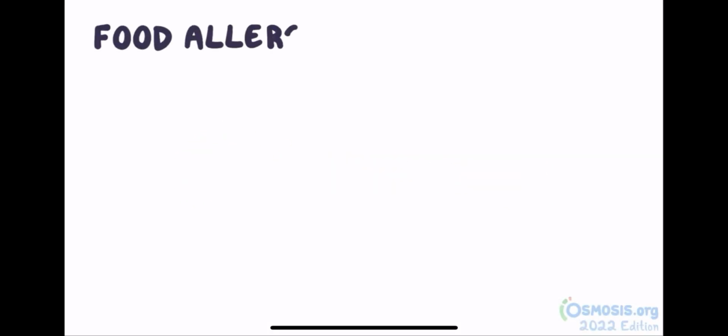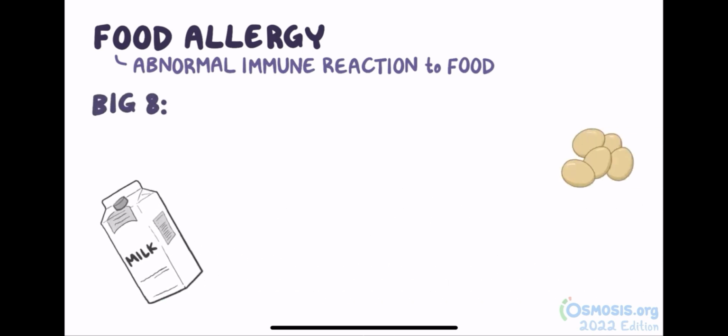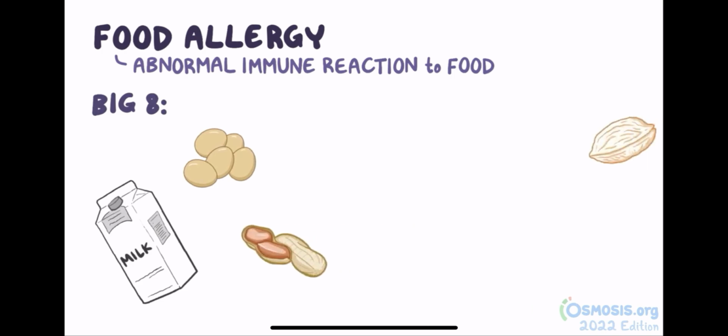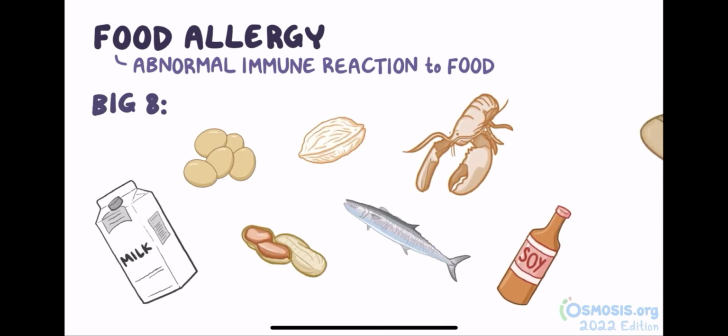A food allergy is a medical condition where there's an abnormal immune reaction to some foods. Now, a variety of food proteins can cause food allergies, but the most common are known as the Big Eight. These include proteins within milk, eggs, peanuts, tree nuts, seafood, shellfish, soy, and wheat.